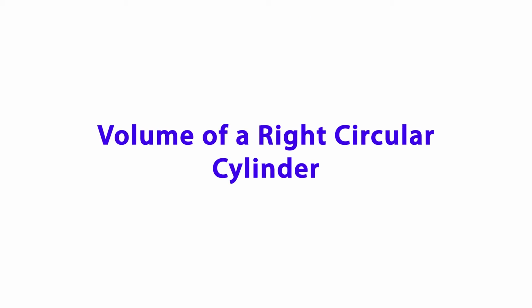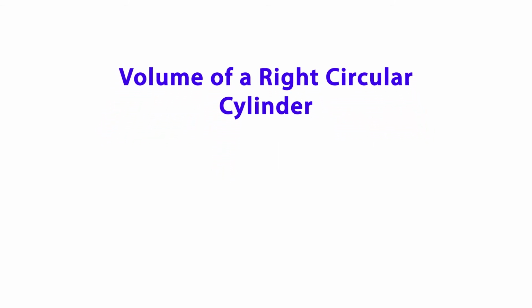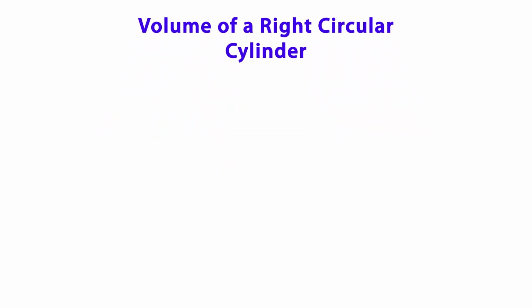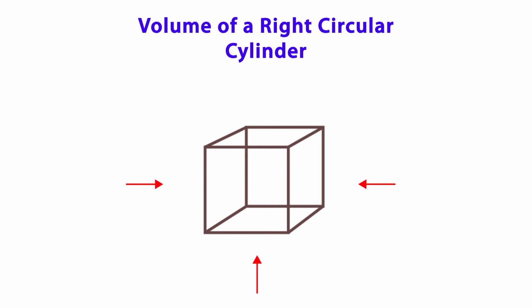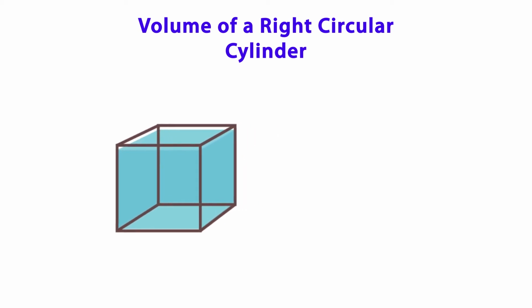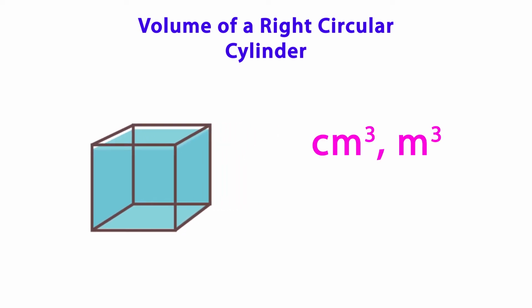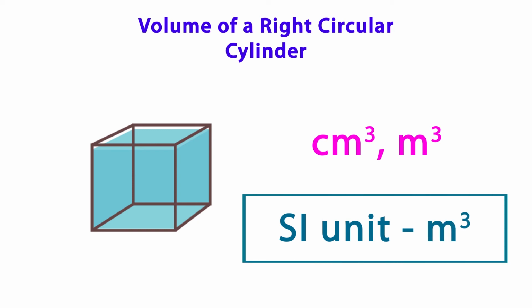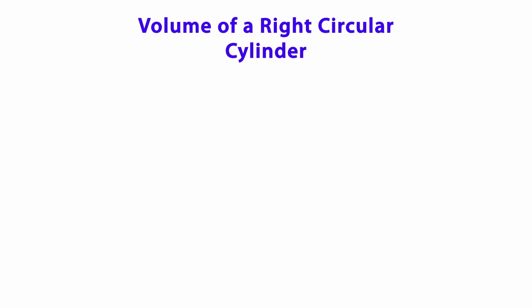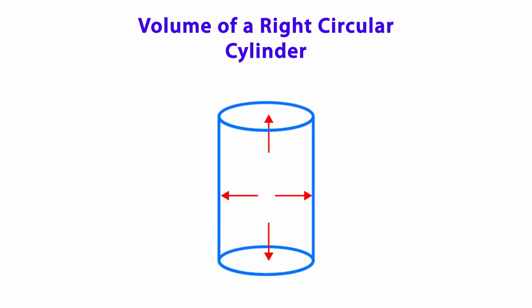Let's talk about how to find the volume of a right circular cylinder now. Before that, what is the volume of a solid? Simply, the volume of a solid is the amount of space it occupies, or if you fill a solid with water, the amount of water it contains is called the volume of that solid. In general, volume is measured in cubic centimeters or cubic meters. However, cubic meter is used as a universally acceptable measurement. So let's discuss the way of calculating the volume of a right circular cylinder.